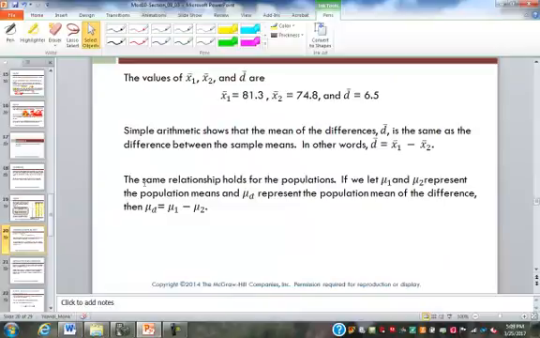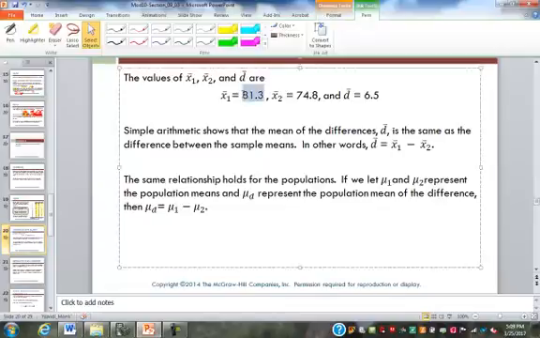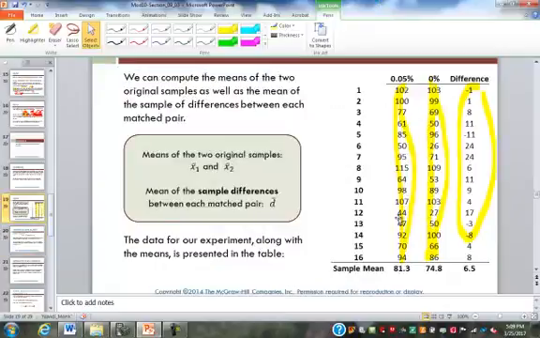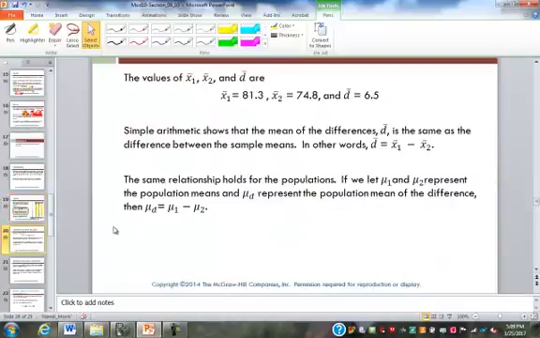So now, again, the mean of the first sample is 81.3. The mean of the second sample, 74.8. Remember, sample 2 was the no alcohol, and sample 1 was after the 0.05. So the means show a difference. The mean is definitely larger, or looks larger, after they consume the alcohol. But again, there's that chance that we just happened to randomly select people for our test who are easily impaired by alcohol.